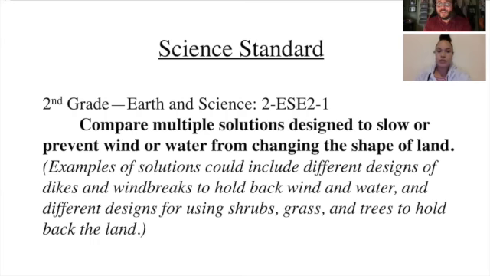Our science standard that we're going to be going over is the second grade Earth and Science standard that says compare multiple solutions designed to slow or prevent wind or water from changing the shape of land. Examples of solutions could include different designs of dikes and windbreaks to hold back wind and water, and different designs for using shrubs, grass, and trees to hold back the land. So the lesson we've prepared is going to be geared towards asking these sorts of questions.